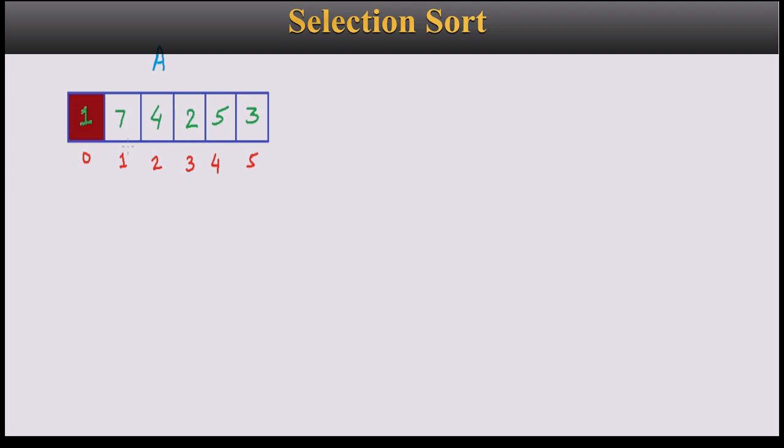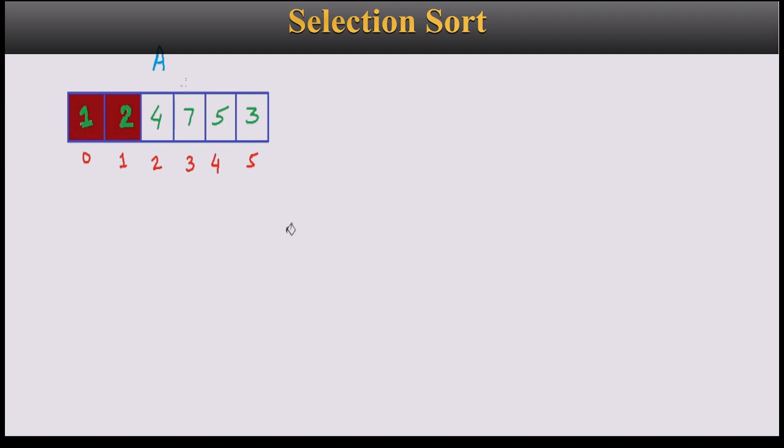We can scan all the elements from 1 to 5 in order to find the second minimum. The minimum in the range 1 to 5 is 2 at index 3. Now 2 deserves to be at position 1. So what we can do is swap 2 with the element at position 1, which is 7. This is how things will look after swapping. So the second minimum goes at the second position, which is index 1. And now we have to look for the next minimum in index range 2 to 5.